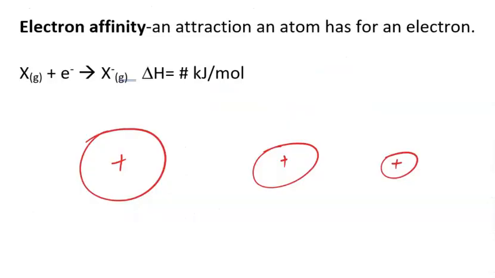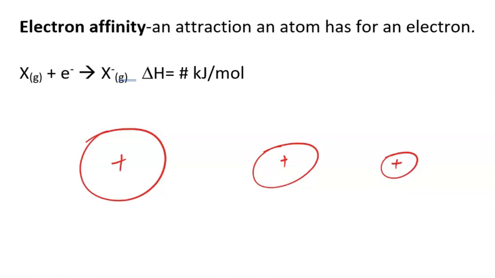Electron affinity is really similar to ionization energy in the sense that we're talking about 1 mole of electrons, 1 mole of atoms, in a gaseous state, except in this case, the atom's going to add the electron to become an anion. What kind of things add electrons to be an anion?